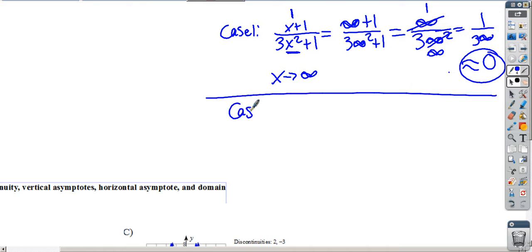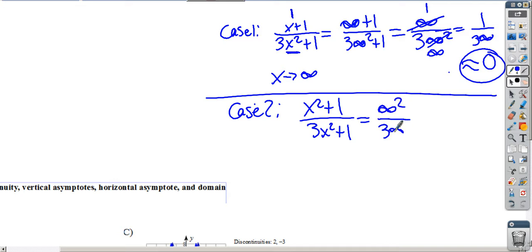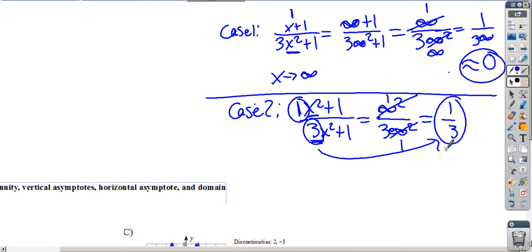Case 2, we use a very similar example. Case 2 is when, suppose the top, instead of x plus 1, were x squared plus 1. If you followed the same process with infinity up there, you'd have infinity squared over 3 infinity squared. We don't care about the plus 1 because infinity is going to dominate that. It's so much larger. Infinity squared goes into itself once, so we're just left with 1 over 3. So case 2 is when these have the same degree, and in that case you take the ratio of these numbers, 1 over 3.